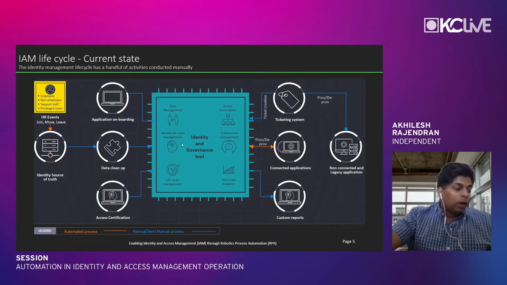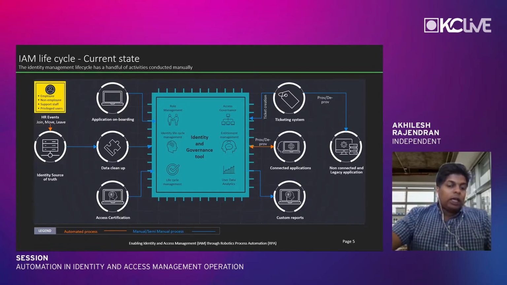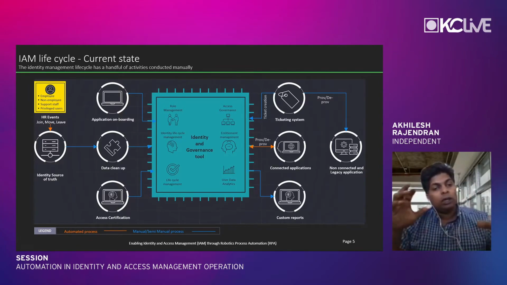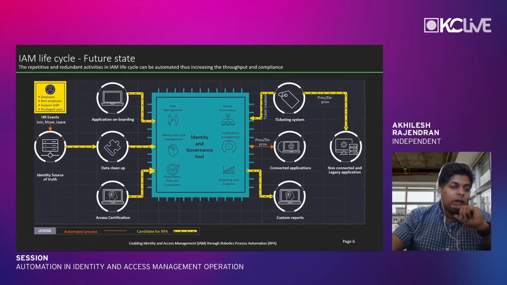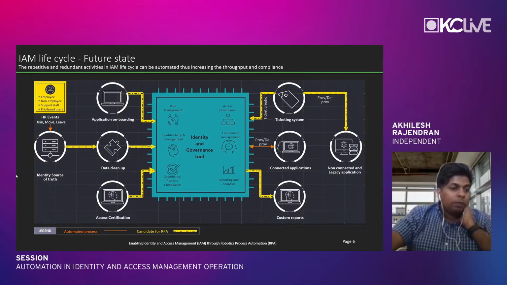But there are a lot of other things that an organization has to do, especially if there are disconnected applications, and with respect to certification, onboarding, ticketing, and custom reports. This gives you a high-level view of the things happening in the IAM spectrum. And here you can see the area where we can see the right candidates, the use cases where we will be able to use RPA.